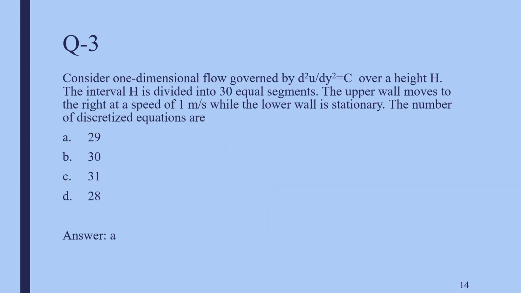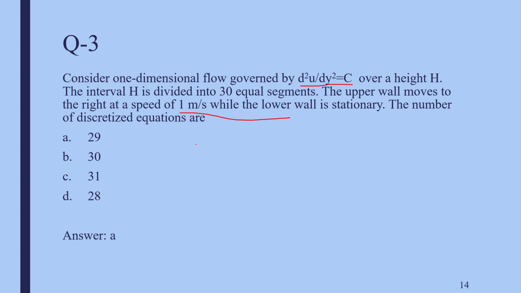In question 3, it is given: consider one-dimensional flow governed by d square u by dy square equal to c over a height h. The interval h is divided into 30 equal segments. The upper wall moves to the right at a speed of 1 meter per second while the lower wall is stationary. The number of discretized equations are.